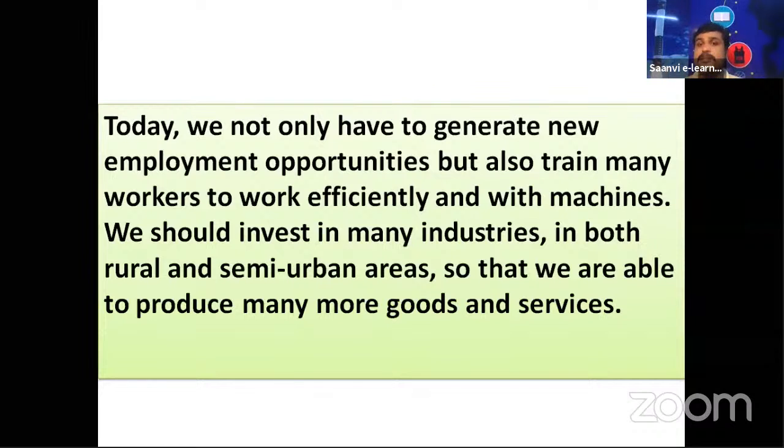We should invest in many industries in both rural and semi-urban areas so that we are able to produce many more goods and services. In conclusion, what did they say? Today, we not only have to generate new employment opportunities, already opportunities are there. What we have to do? We have to train them to work efficiently and with the machines, how to use them. So if government gives training, production may increase. We should invest in many industries in both rural and semi-urban areas.